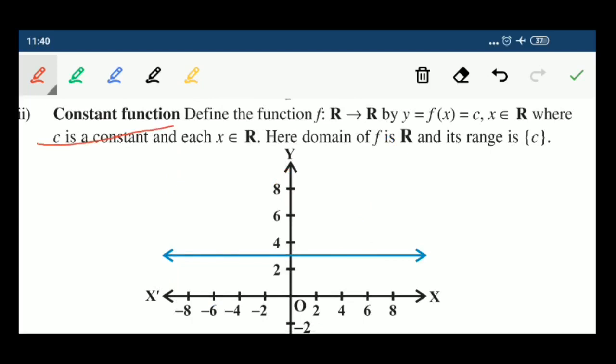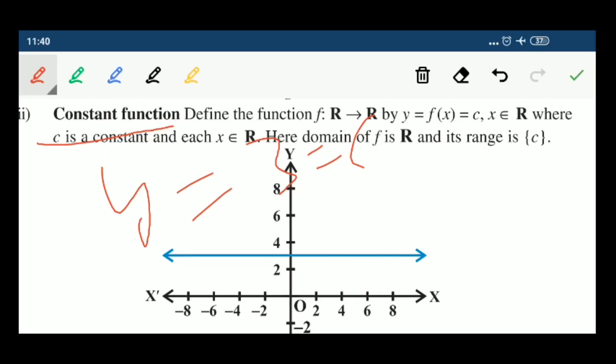In the constant function, y equals c, where c is a constant, it is fixed. Like you can see here, y equals 3, which is equal to c. C is fixed here. Is it clear? Its domain is the real numbers, and its range is c only. Whatever the value of x, the value of c remains the same.